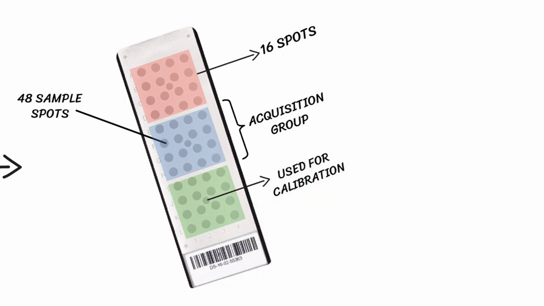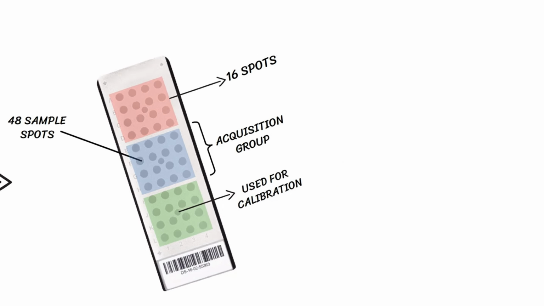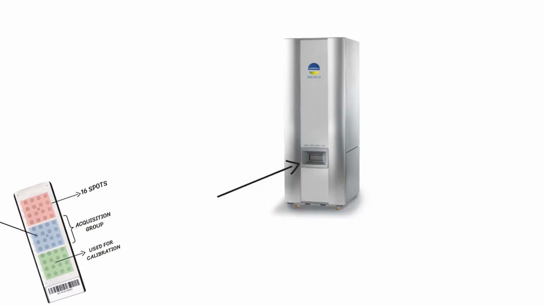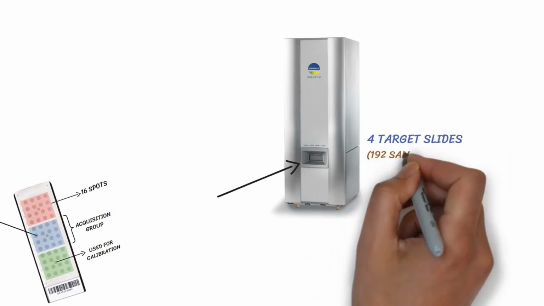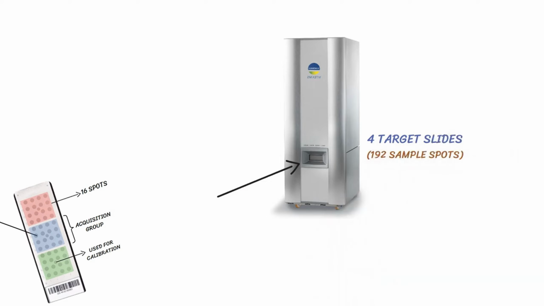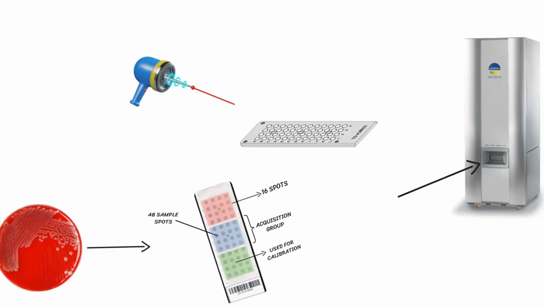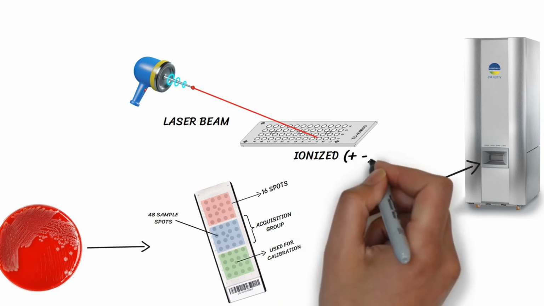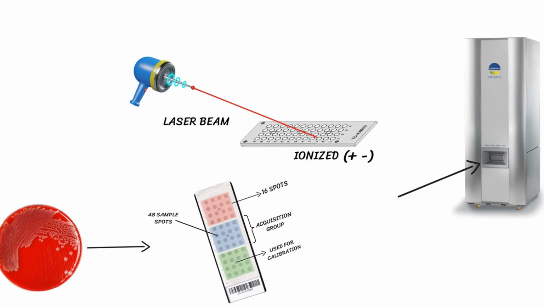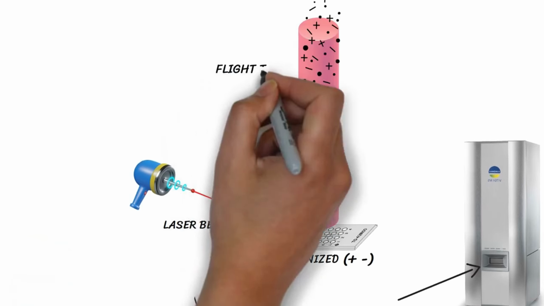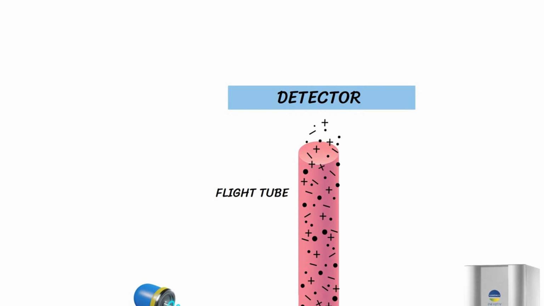There are different methods for sample preparation for different types of microorganisms. After the sample preparation, the target slide will be loaded into the instrument. The instrument can carry 4 target slides with 192 sample spots. The microbial culture absorbs the energy from a laser beam and gets ionized. The ionized microbial culture contains differently charged particles with different molecular weight. All these particles fly across a flight tube and reach a detector present at the end of the tube.